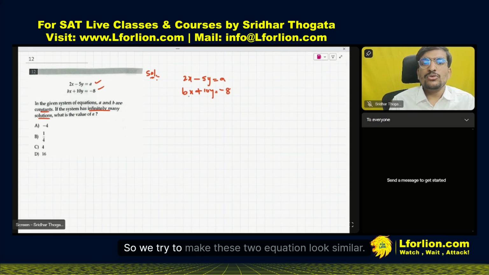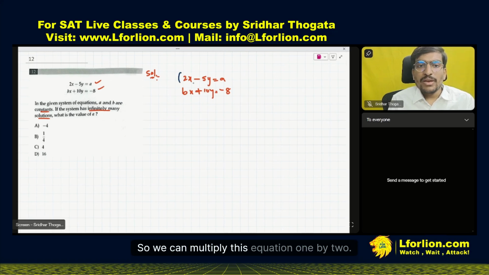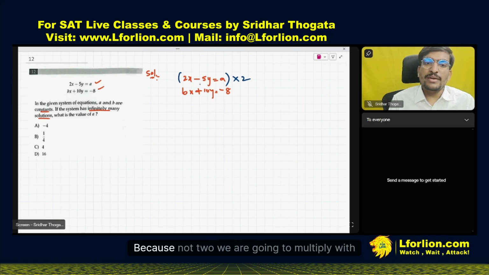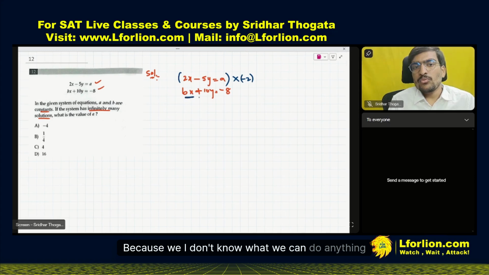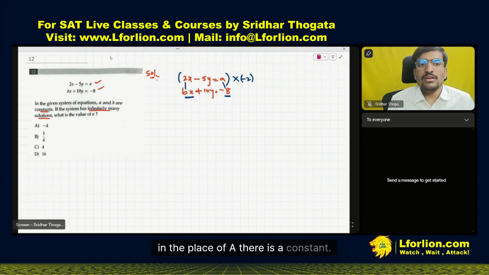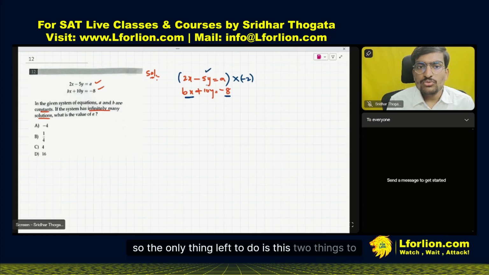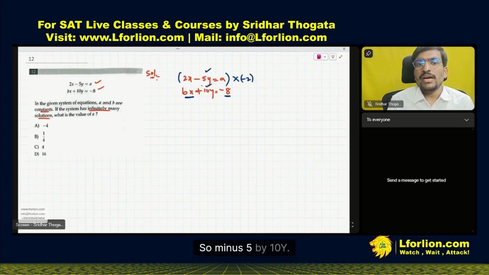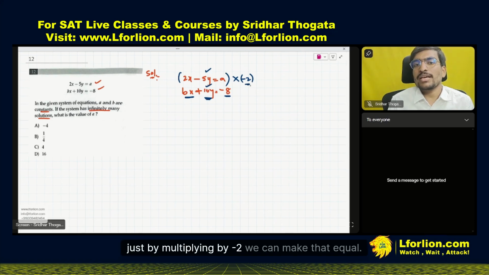So we try to make these two equations look similar. How can we make them look similar? So we can multiply equation 1 by 2. Why did I get that idea? Because, not 2, we are going to multiply with negative 2. Why? Because I don't know what we can do about this, because in the place of b there is a constant, in the place of a there is a, so the only thing left to do is compare these two things. So minus 5y, 10y. How can we make that equal? Just by multiplying by minus 2, we can make that equal.